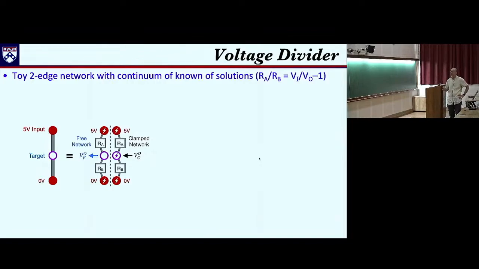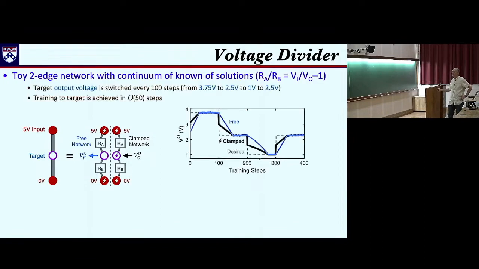This one is cool too because we know the answer. The resistance ratio is given by the desired voltage ratio minus 1, so that's easy to solve. We know the answer, and we can see that works. Let's walk our way through this plot. This is the output voltage versus training steps, and you can see there are 4 regions. In those 4 regions, we trained for 4 different tasks. First, we wanted it to be 3.75 volts. Then 2.5 volts, then 1 volt, then 2.5 volts.